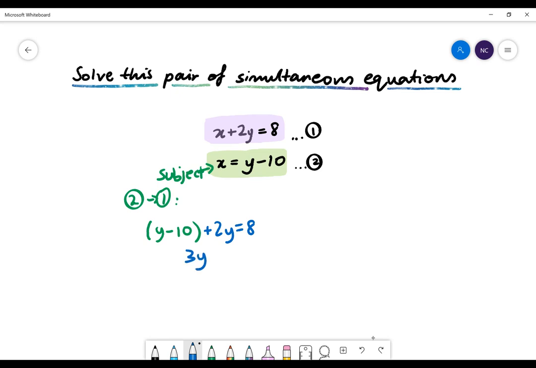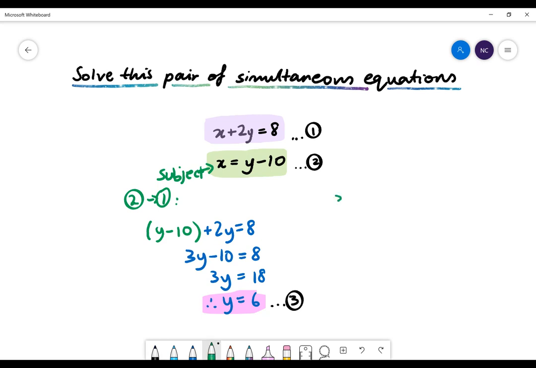So you have 3y subtract 10 is equal to 8. 3y is equal to 18. So we have y is equal to 6. That's half our equation. We can name this equation 3.